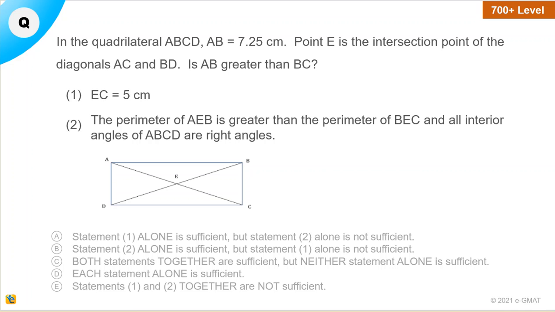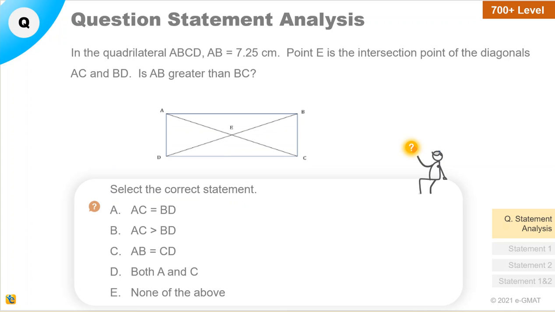Let's begin with this question. Now, in any data sufficiency question, you always start analyzing the question stem first and then you move on to the statements. Let's do just that. So here we only have the question stem. So this is the first part, the statement analysis. What does it tell us?